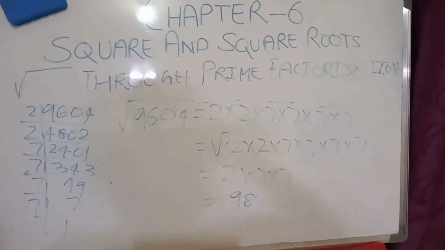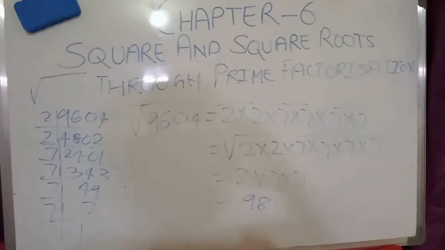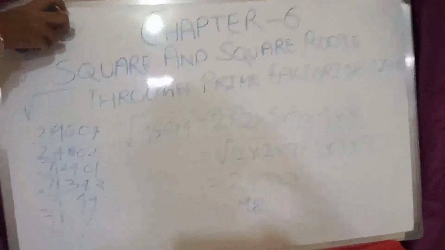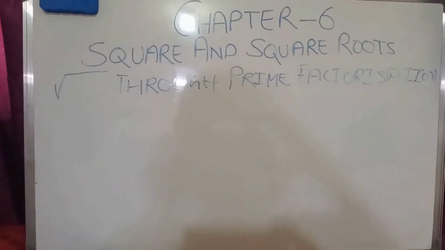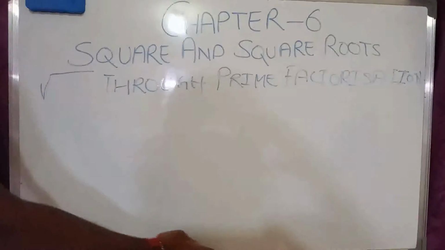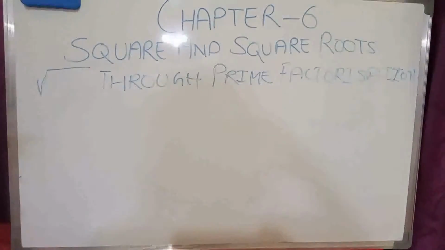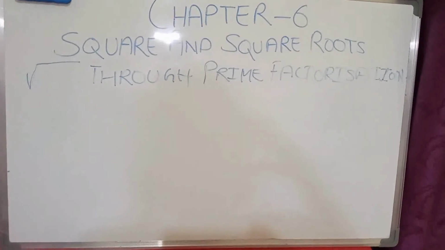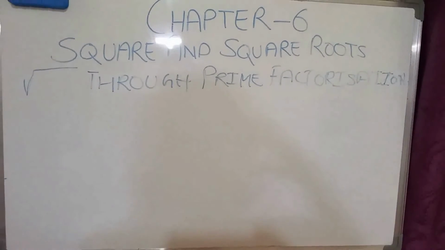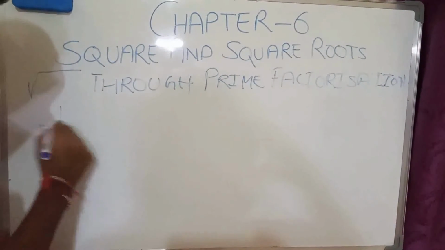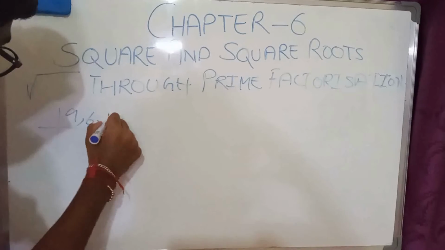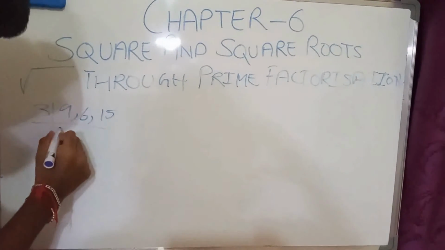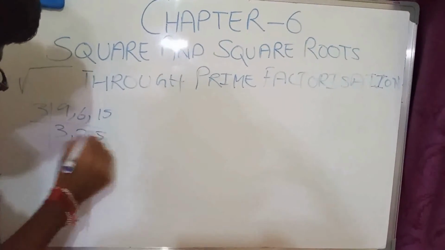So this is very easy, but there can be many variations from this, or many questions coming from this in a different way. So let us see some other examples. The first variation which can come in the exams is that they will ask you to find the smallest square number which is divisible by 9, 6 and 15. So we have to find the LCM of 9, 6 and 15. First with 3, 3, 2 and 5.